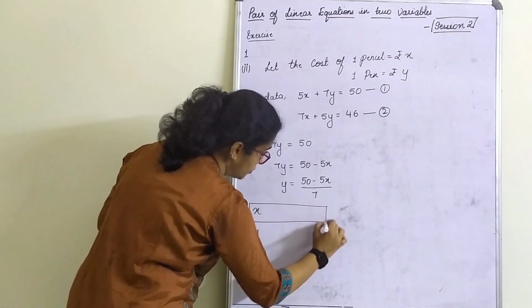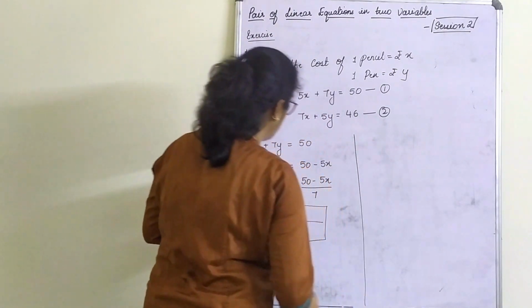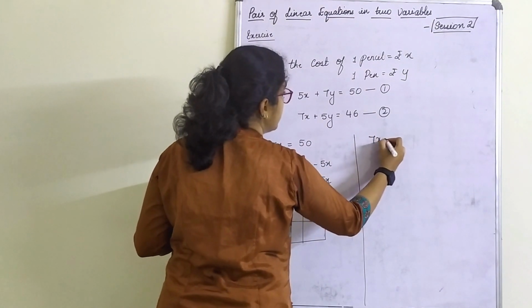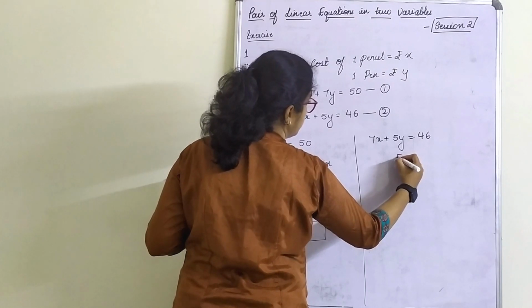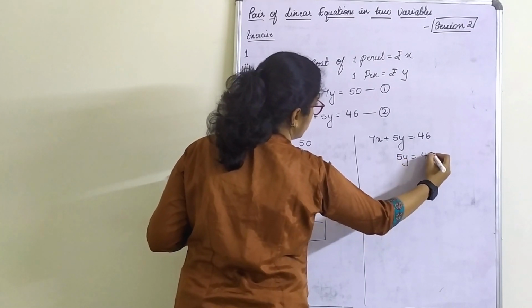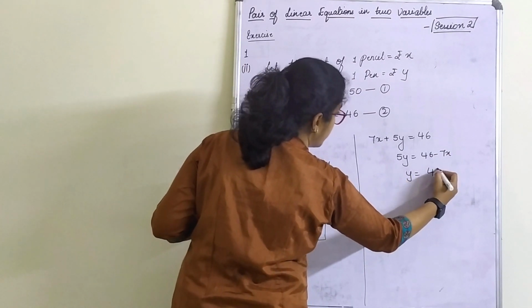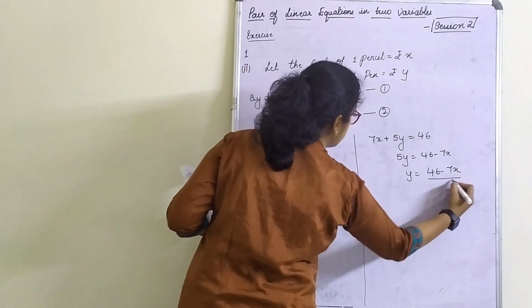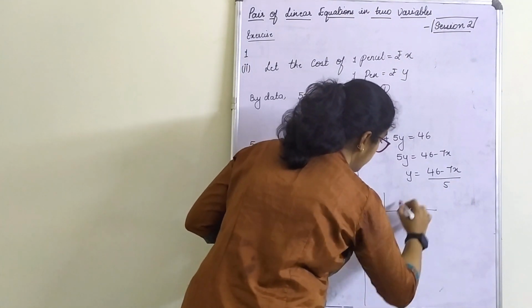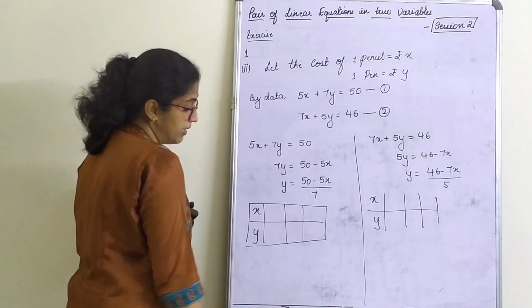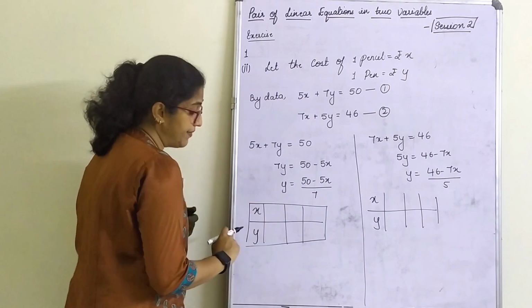For x and y, tabular column, what you have to make it here. We'll frame the next equation also, then together we will write it. 7x plus 5y is equal to 46. 5y is equal to 46 minus 7x. Y is equal to 46 minus 7x divided by 5. Right? Okay. I'll give you the values again here. So for the first one is 50 minus 5x by 7.